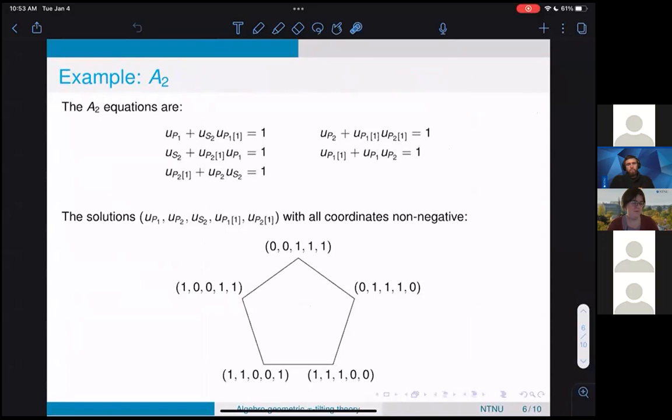And I wrote out the A2 example. What you see, there are these 5 points that are the 5 points that I mentioned before. And what you find is that the region where everybody is positive is actually this pentagonal shaped thing sitting, but curvily sitting inside C5.